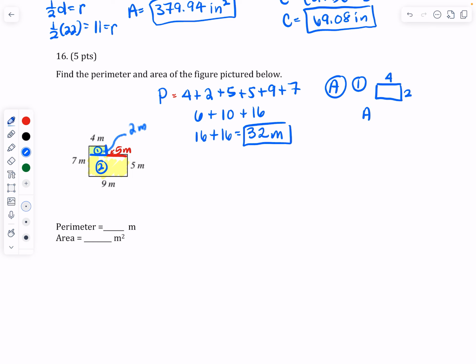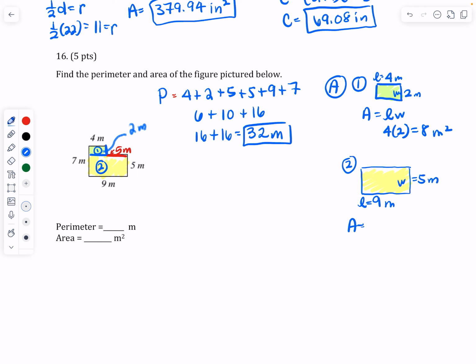So remember, to find the area of a rectangle, you take length times width. The length is 4 and the width is 2. So 4 times 2 equals 8 meters squared. Area 2 is that larger rectangular region on the bottom there that I have in yellow. The other one was in green. That's the one I just found. So for the yellow one, the length is 9 meters and the width is 5.